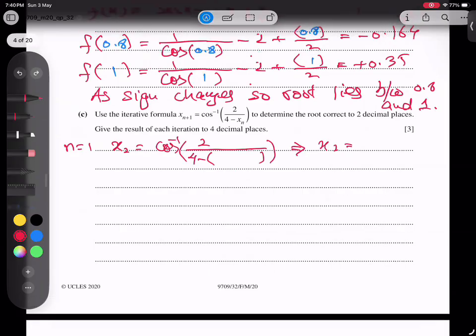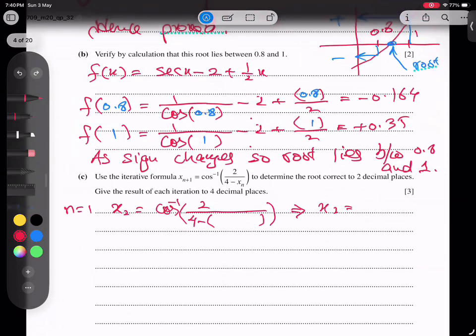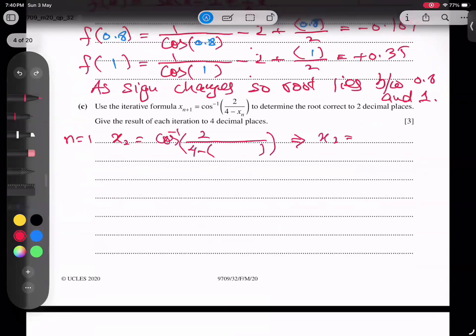If not given, students, I will take the average of these numbers. If I take the average of these numbers, look, 1 plus 0.8 divided by 2, I got 0.9. So the initial value 0.9 goes here. So 0.9. And now I'm typing in the calculator, students, cos inverse in fraction form, 2 divided by 4 minus 0.9. And my answer is 0.8696 to 4 dp. So first I plugged in x1, now I plug in x2.